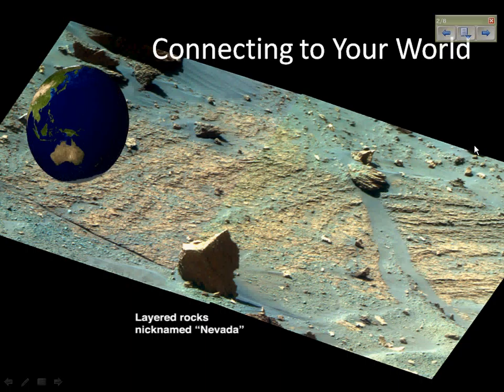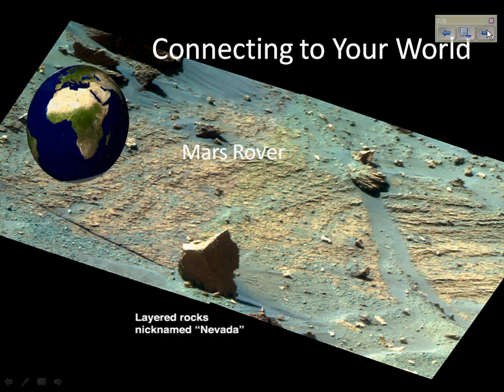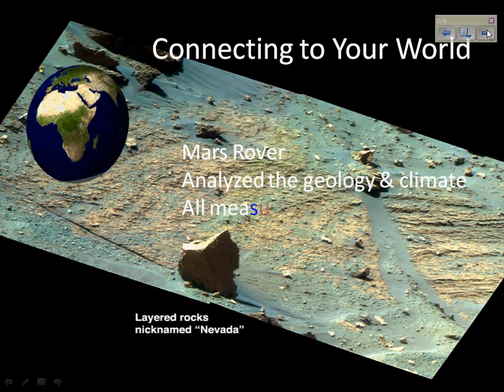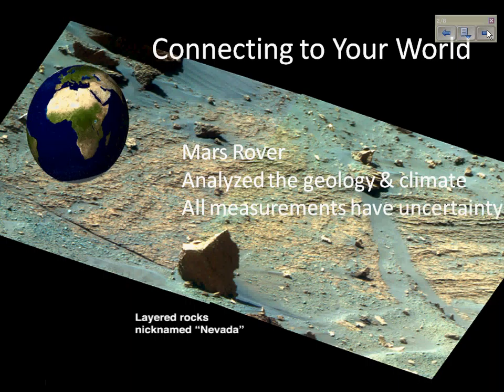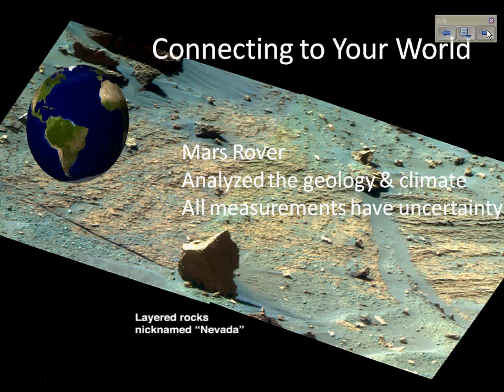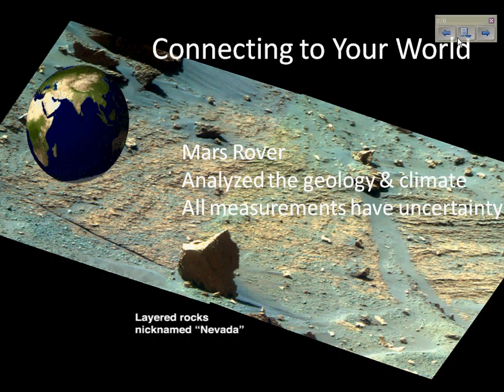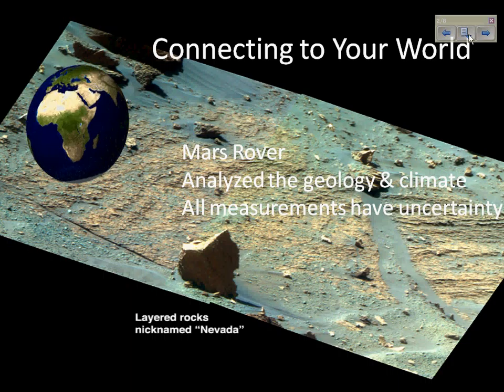Shows the landscape from Mars when the Mars rover landed there. And the rover analyzed the geology and the climate of the planet, and all the measurements that were made have some uncertainty, so you can never be exact. If the rover took the temperature of the atmosphere on Mars, it could never be exact. There's always some uncertainty to that measurement.